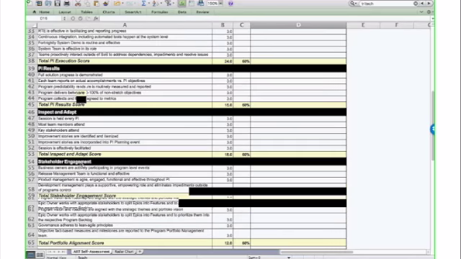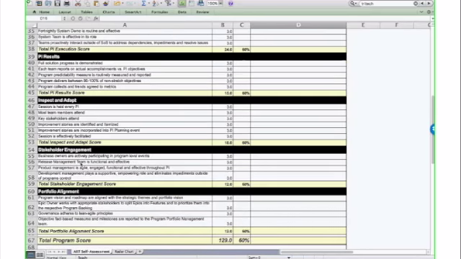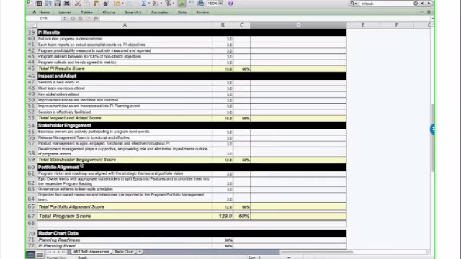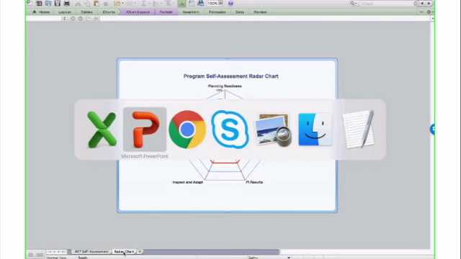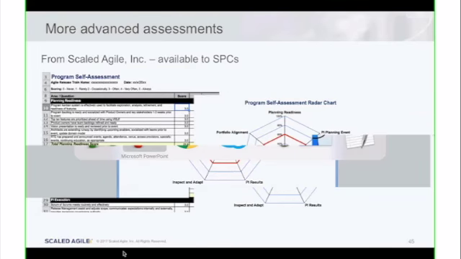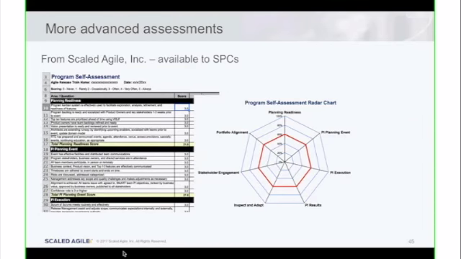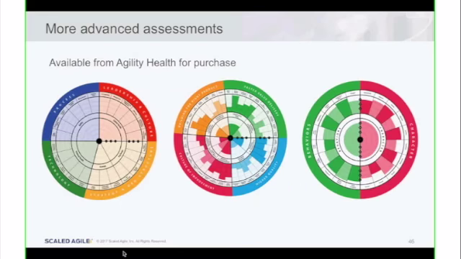And so then we get a radar chart based on that, right? So this one is available to SPCs that are in good standing. I'm going to show you another one, which is something that is available for purchase by a company called Agility Health. And now this is kind of the most complex that I've seen. It's also available online. I think they have a mobile application as well.